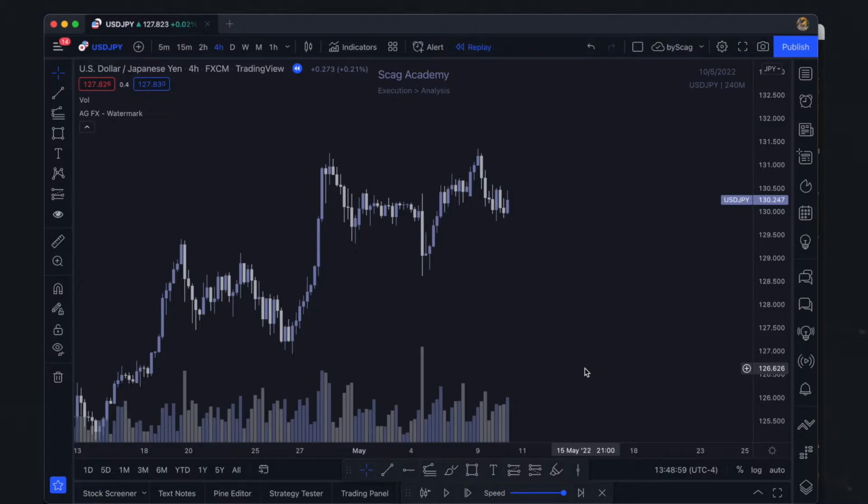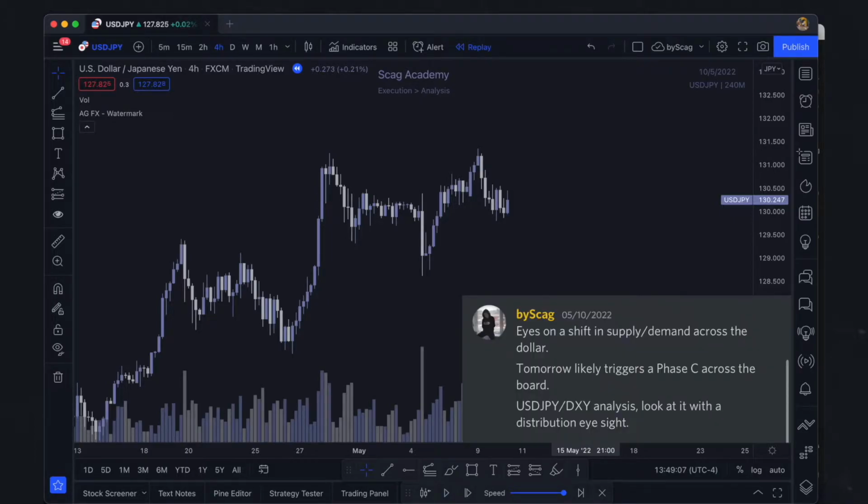Now, we're currently looking at it from May 10th, because May 10th is when I alerted the Academy that there was a potential shift in supply and demand happening. I'm going to put the screenshot of the messages that I sent out on May 10th on the screen here so you can take a quick look. What I was basically alerting everyone to is that shift in supply and demand. And this was also a day before the most recent CPI numbers came out.